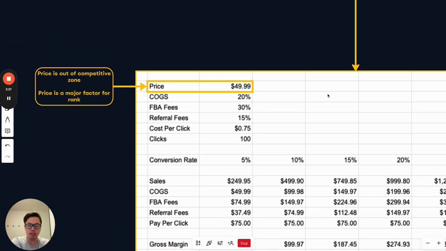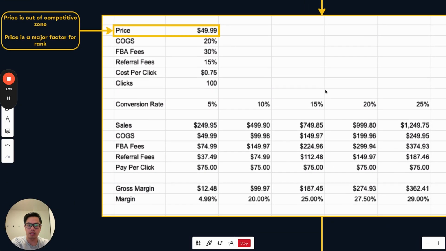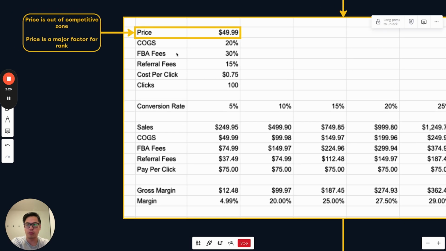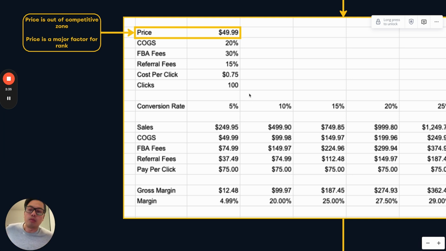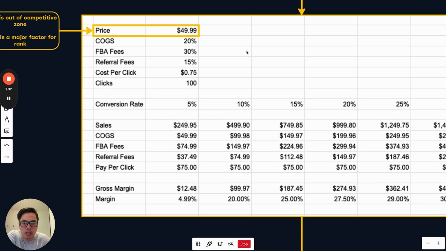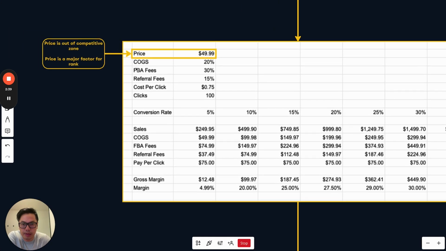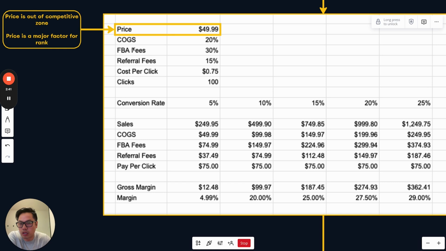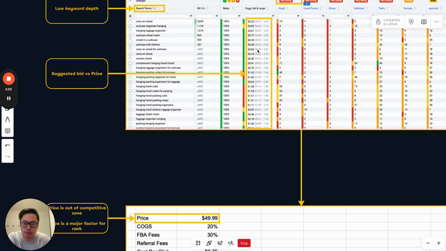But let's do an exercise that I generally like to do when I'm evaluating these ASINs. So price is out of the competitive zone. We know that. We saw that $49.99. We saw what most of the other ones were priced at. I'll generally estimate a lot of this. So with a price like that, you'll generally find COGS much lower. 20% is what I set it at. FBA fees around 30%. Referrals 15%. Cost per click I set at 75 cents, just based on the suggested bid that I found up here.